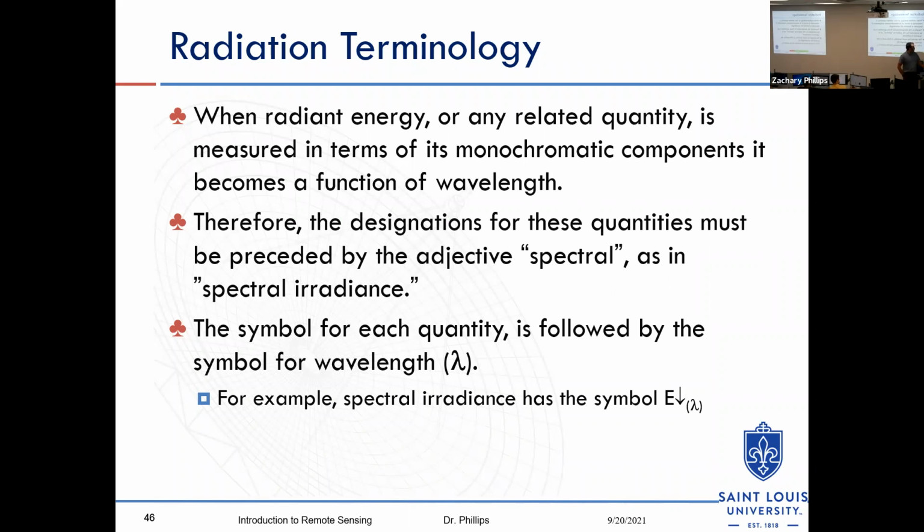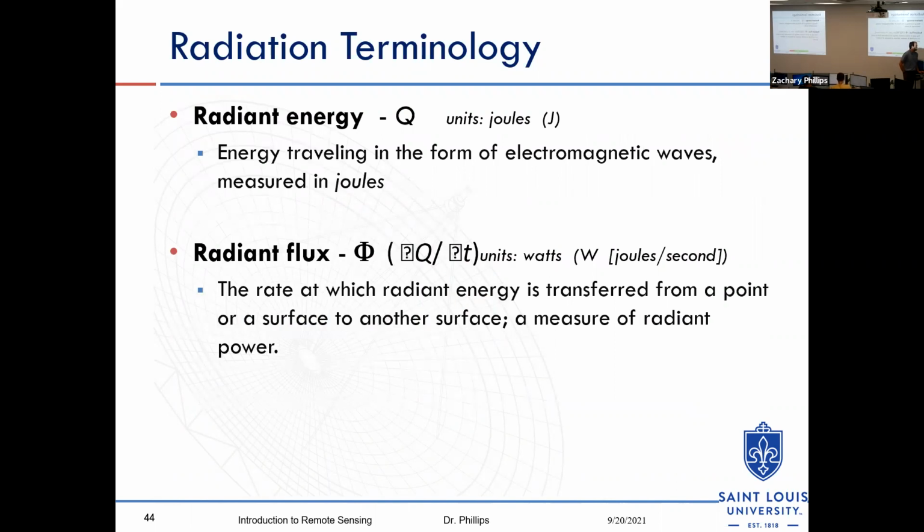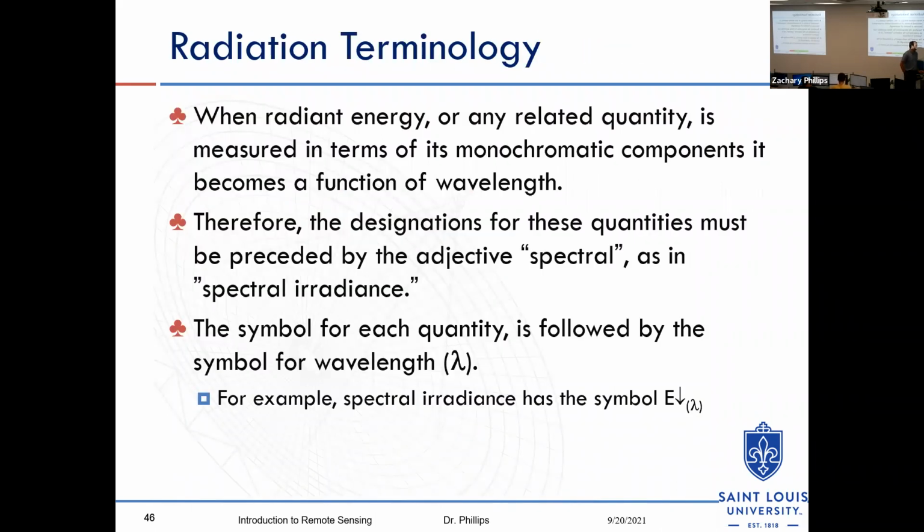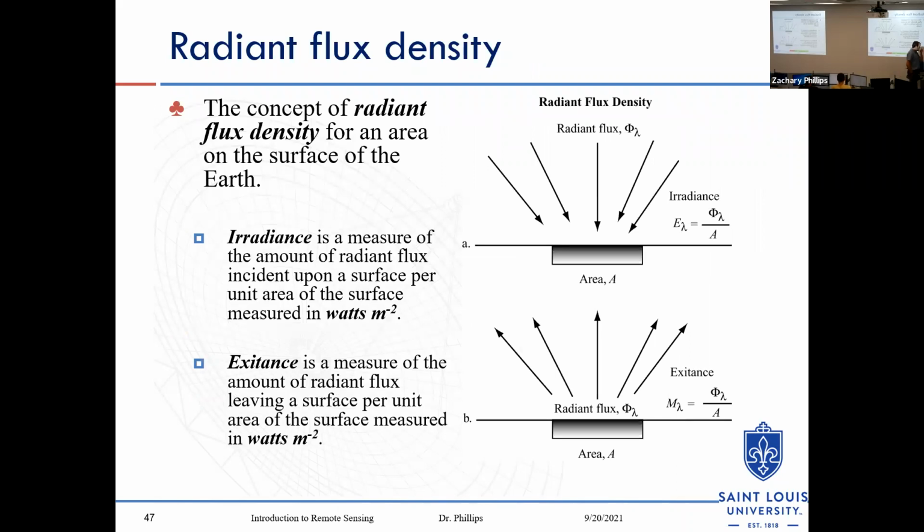So when we see this, we add the wavelength symbol. That means we're looking at the radiance or the radiant energy from this slide for one specific location in the EMR spectrum. That's when we denote the wavelength that we are investigating. I mentioned that when we're talking about a flux, we're typically associating it with an area on the surface of the Earth. So here, this concept is used to explain irradiance and exitance.